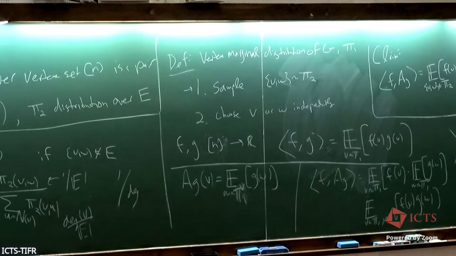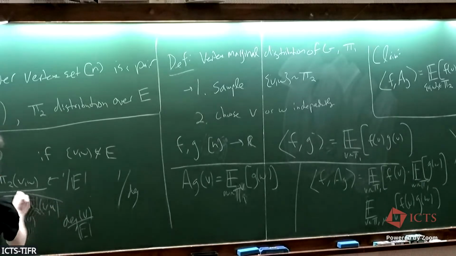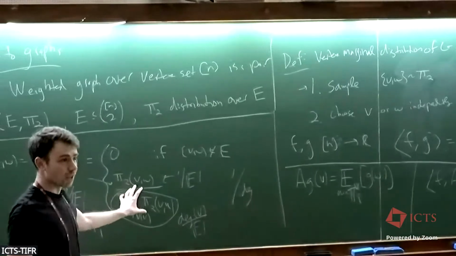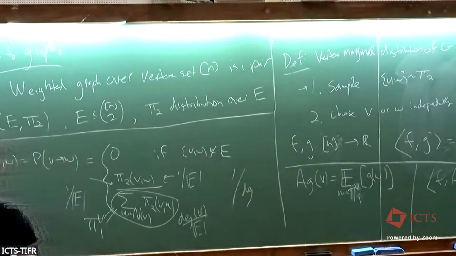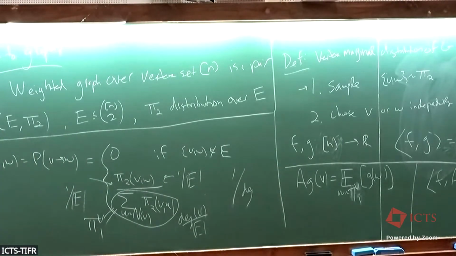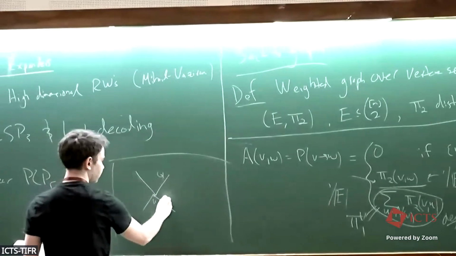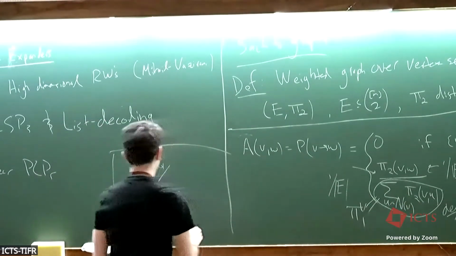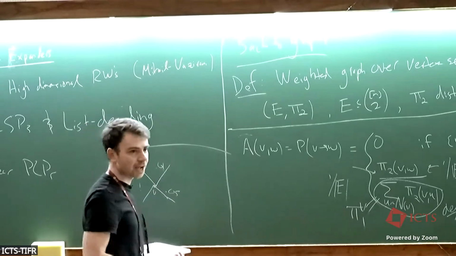Actually, let's make this more explicit. So I can write this in terms of pi1 of v, right? This bottom denominator, what is this? This is the normalizing probability, right? If this is v, it was the sum over all these edge weights, right? But I claim that this is exactly half of pi1 of v, right?